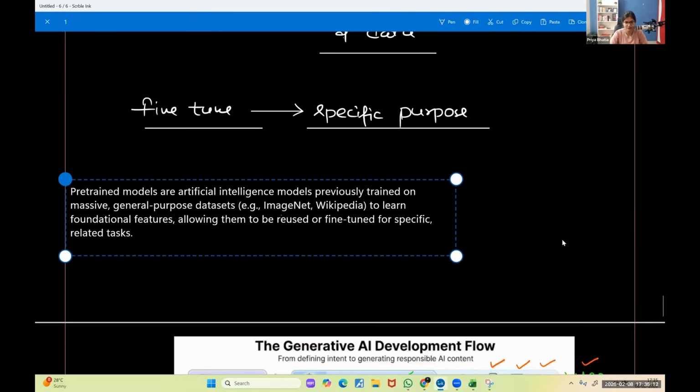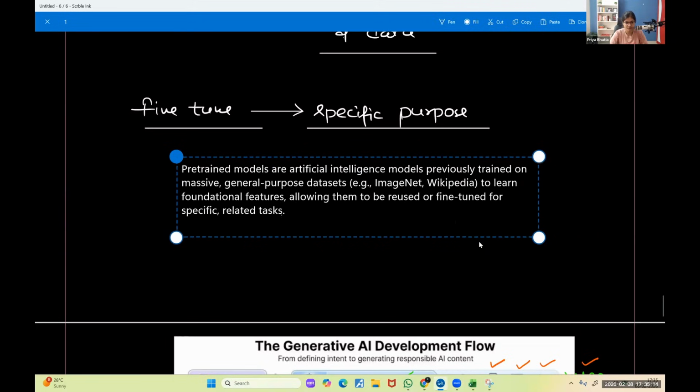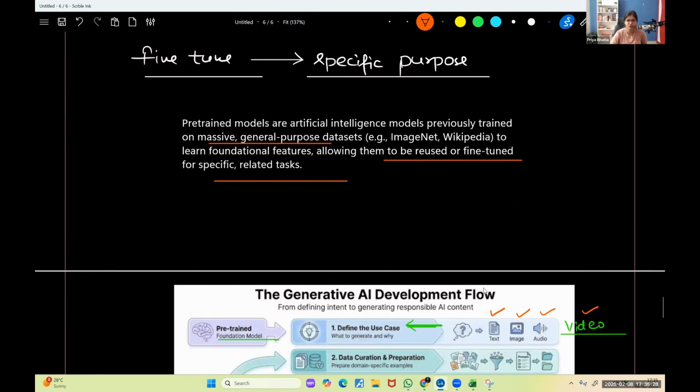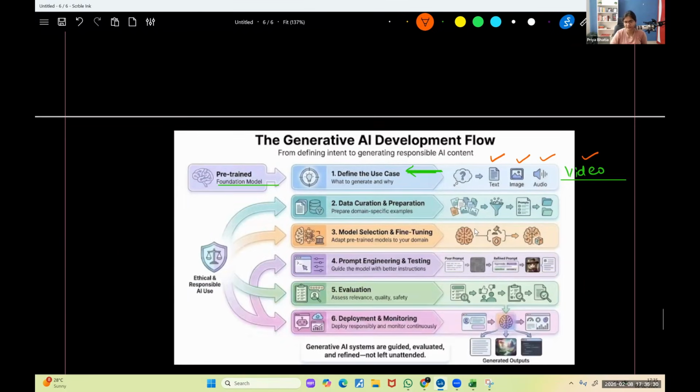So you can imagine that we will have a model which is trained on a very huge chunk of data, a very big size of data, and we are trying to reuse that, we are trying to fine tune that for a given task. So if we want to generate textual data, image based data, audio or video, based on that we will have a different set of pre-trained models which we will be using.